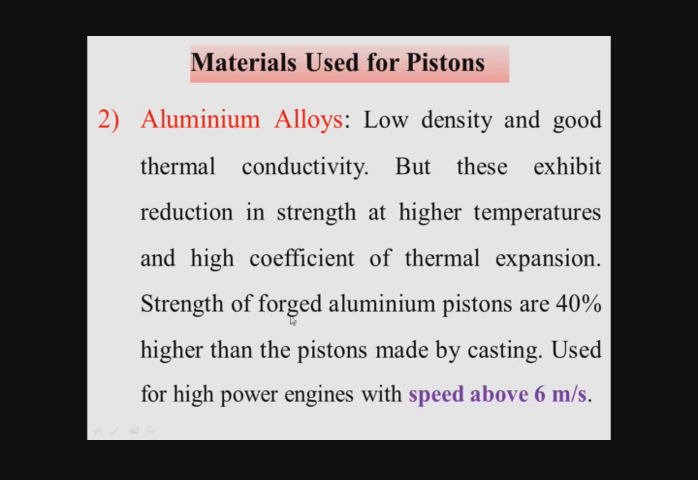The strength of forged aluminum pistons is 40% higher than pistons made by casting. Pistons made of these materials are used for high power engines with speed more than 6 meters per second.